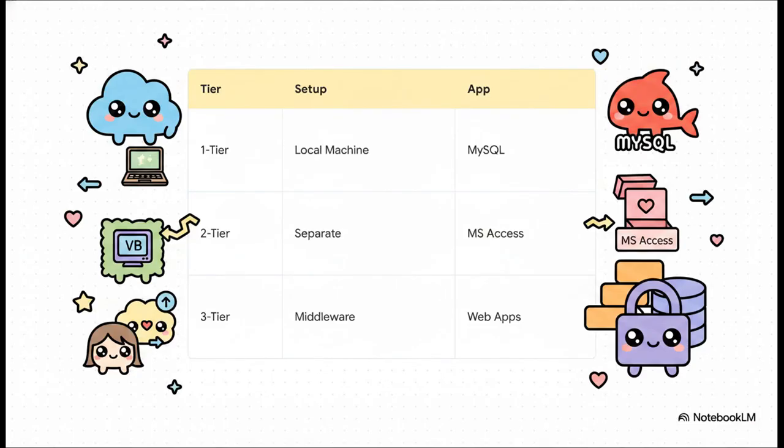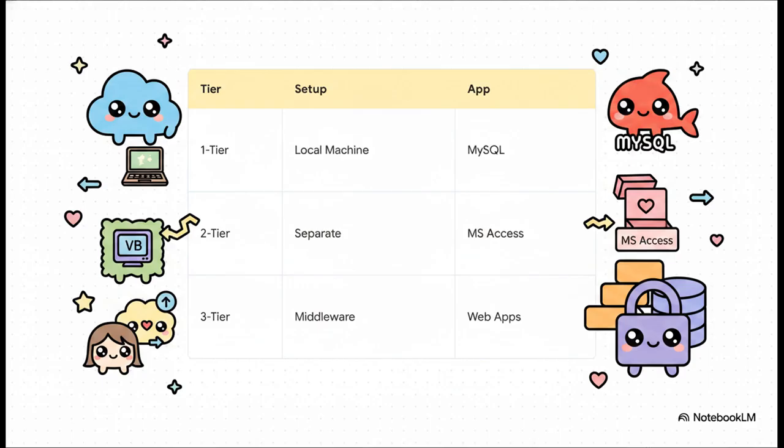So to distill the key takeaways from everything we've covered today, choosing your architecture comes down entirely to scale. If your practical application is local development, like testing code with a database like MySQL, you want the one-tier structural setup where everything lives on your machine for zero latency. If you're building internal company software using Visual Basic or MS Access, the two-tier setup gives you that great direct separation between client and server.